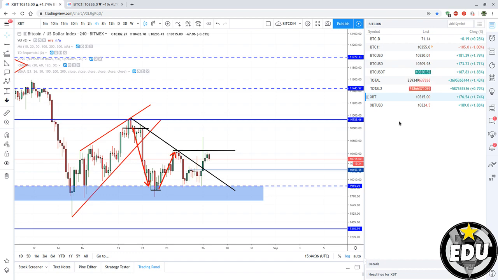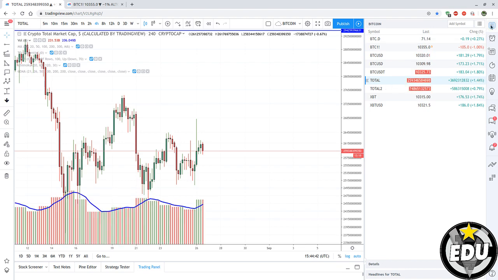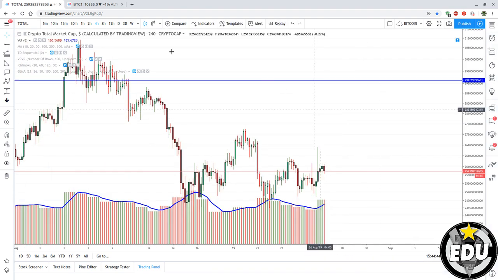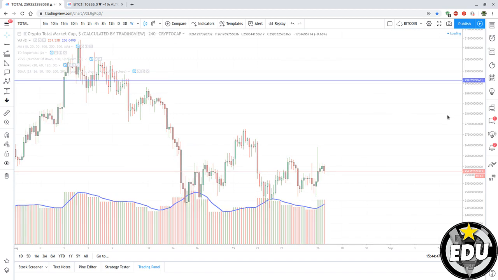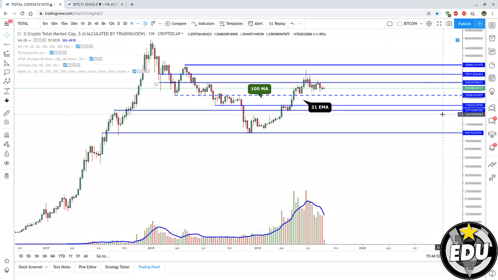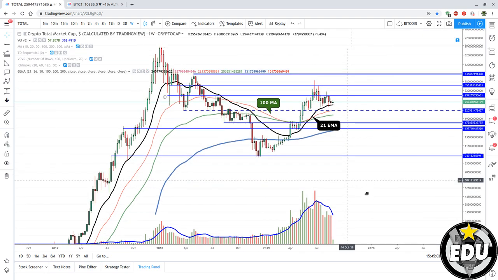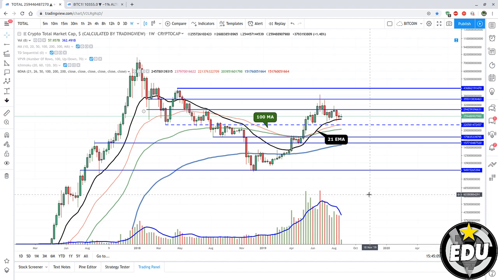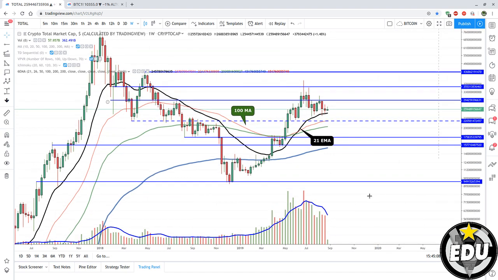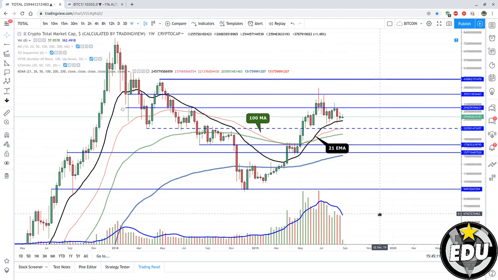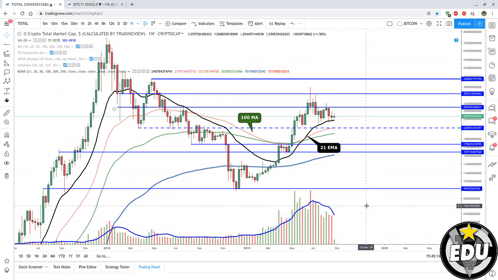Let's have a look at something here. Let's first of all look at the total market cap. It should be very similar to what Bitcoin is doing. Did it touch the EMA yet or not? Oh, it's just right on the 21 EMA. So that's something I find interesting. We can for sure keep an eye on that.